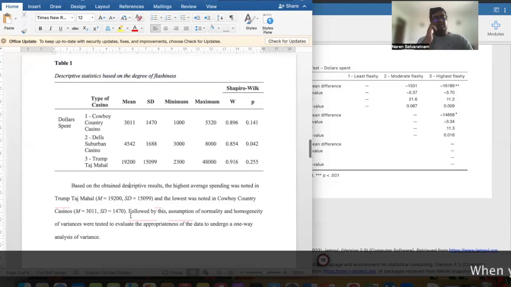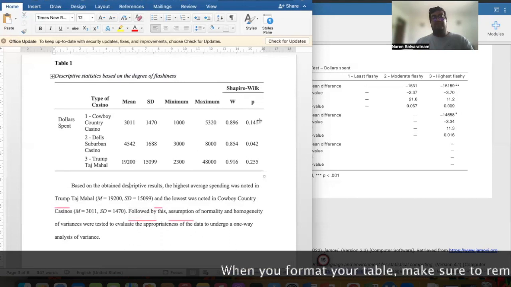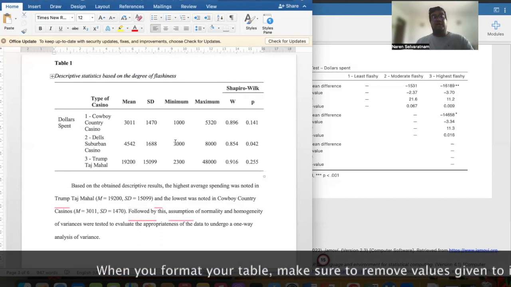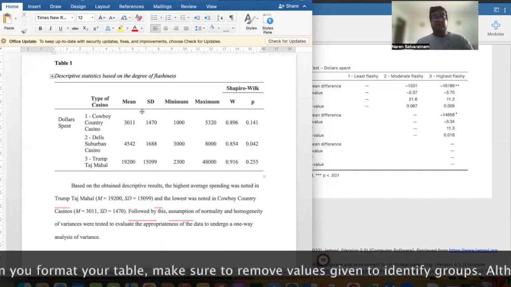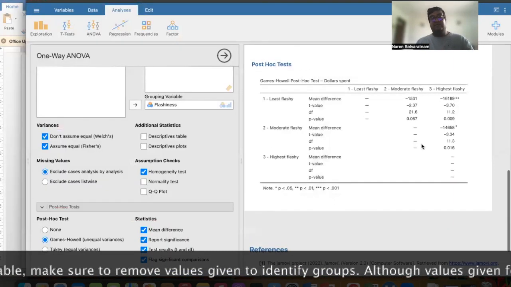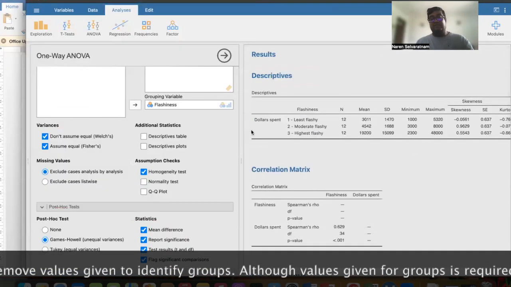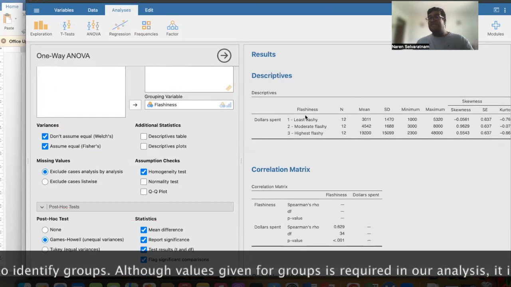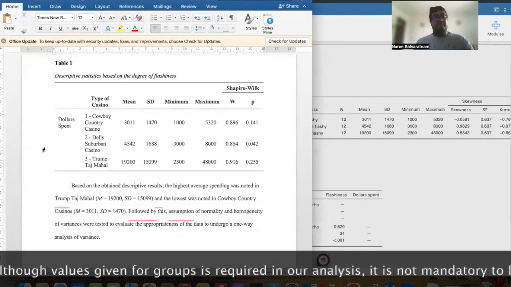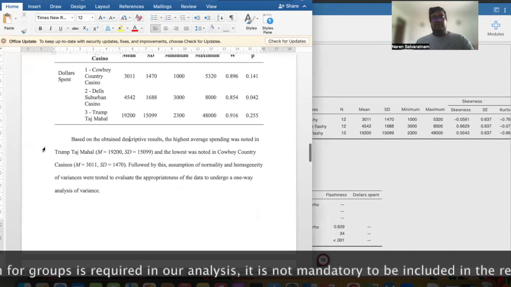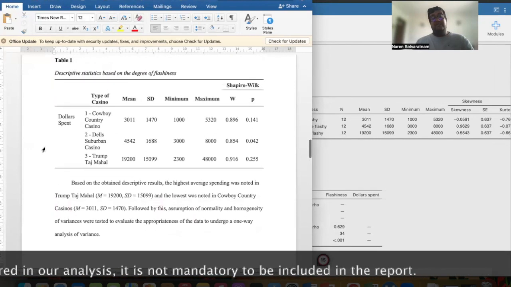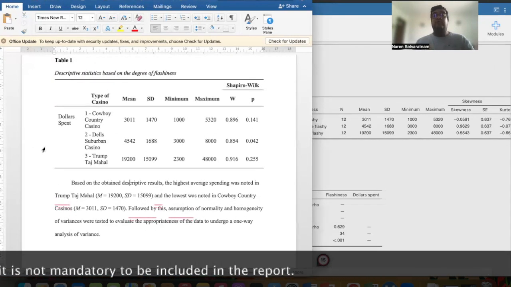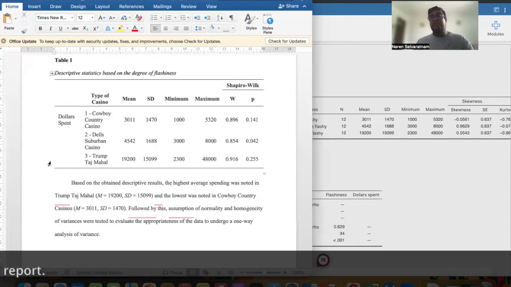This is the descriptive table where we have compared the type of casino. Now you will notice I have taken this data some time ago. In the original analysis I have done here, I named it as flashiness. Okay, so name it appropriately. Now, when you give a table like this, don't just go for the second table without narrating this. You don't need to explain everything here, but explain the most important bits.